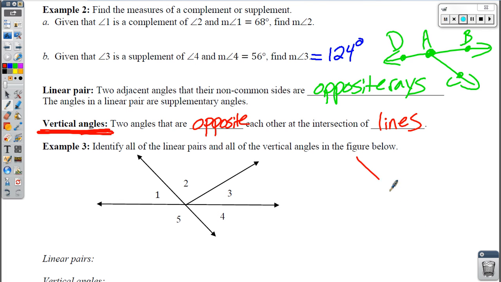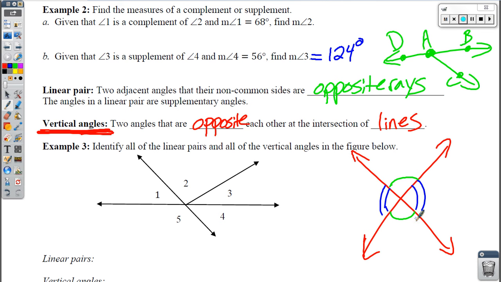So if we have two lines intersecting each other, there are two sets of vertical angles. One set of vertical angles is this top angle and that bottom angle. Those are called vertical angles. And then the other set is this angle on the left and the angle on the right. So there are two pairs of vertical angles. Those marked in green with one mark are vertical angles. And then separately from that, in blue with the two marks, those are also vertical angles.